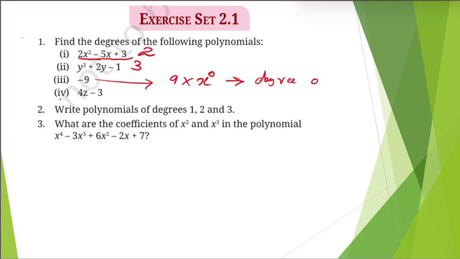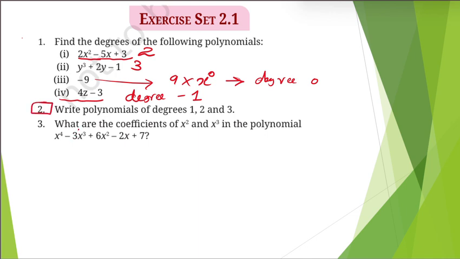Got it? Now what about the fourth polynomial? What kind of polynomial is it? It is a linear polynomial because the highest power of the variable will be 1. So it is a degree 1 polynomial, and it is a linear polynomial. Got the idea? Okay.